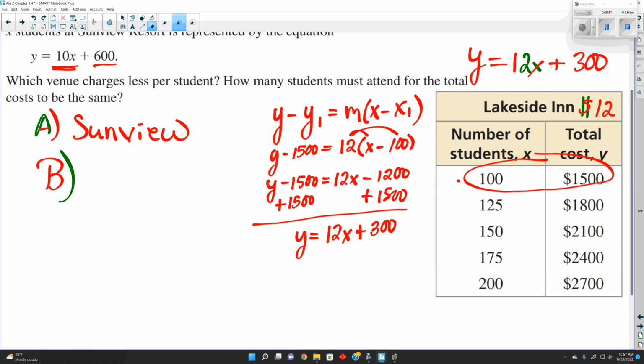And again, we're looking for where these two equations are the exact same. They have the same y value, yes? So what we're saying is we're looking for when is this going to be the same as this? When are these two going to be the same? So if we want to find that, I just need to set this equal to that.